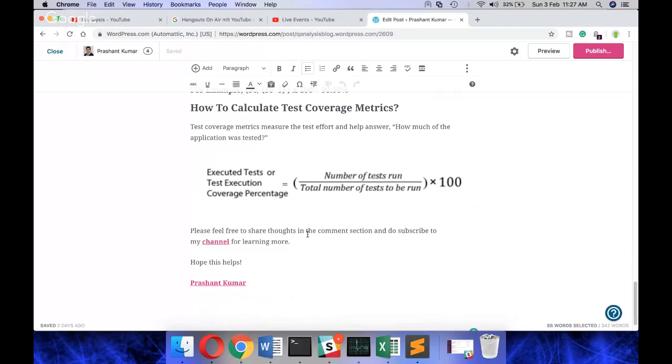And how to calculate this data? Executed test cases, or test execution coverage percentage. You can calculate it by number of tests run divided by total number of tests to be run, into 100. So let's say the total number of test cases that have been executed out of 10,000 is 9,000, and the total number of tests to be done was near about 10,000. So how will you calculate the percentage of coverage? You calculate it by 9,000 by 10,000 into 100. It gives you an idea: 90% of test cases were executed and your coverage is 90%.